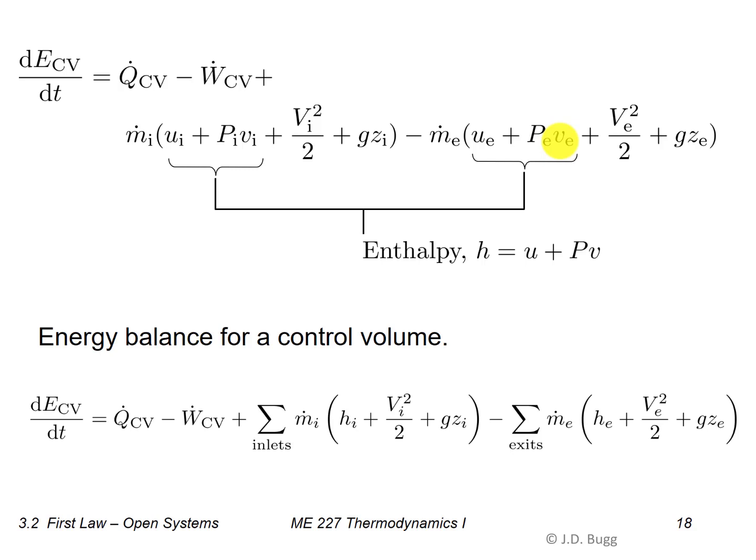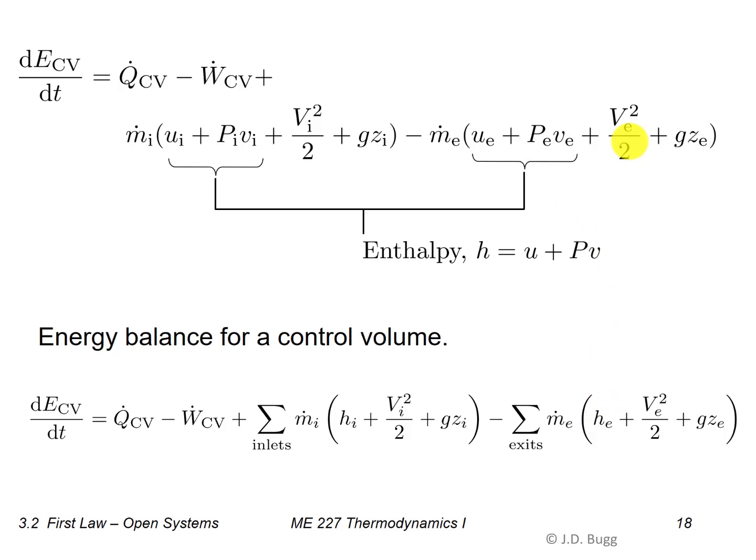So our final energy balance equation for a control volume is as follows. And this is going to be the starting point for every problem that we do in this section of the course, where we're doing an energy balance or applying conservation of energy to a control volume or to an open system. So notice U plus PV is now enthalpy. So an extremely important property for open system analysis.